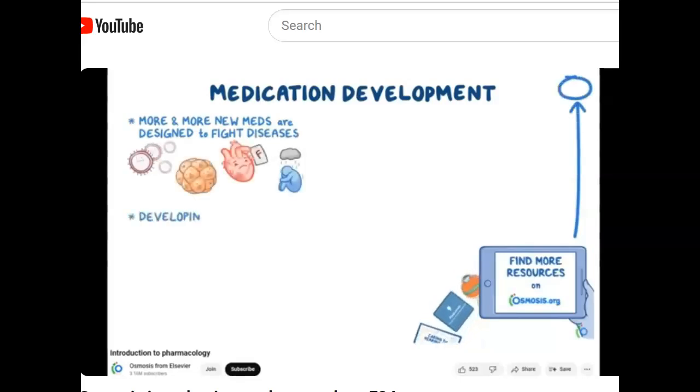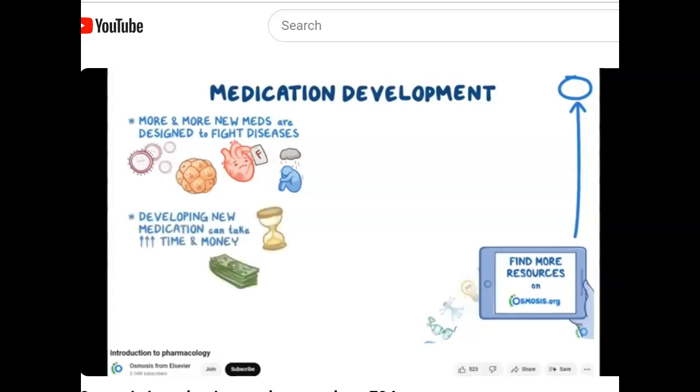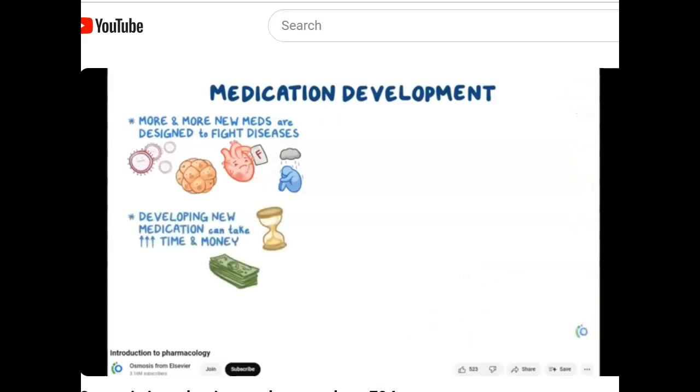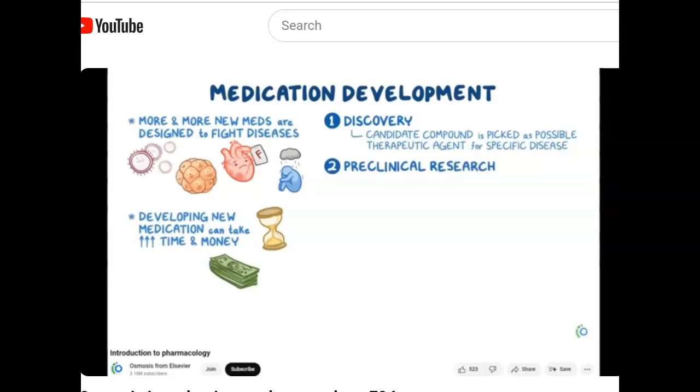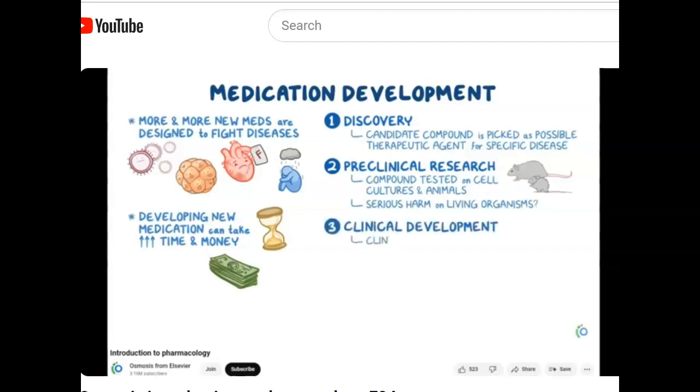But the process of developing a new medication can take a lot of time and money, and it typically consists of 3 steps. Step 1 is discovery, and that's when a candidate compound is picked out as a possible therapeutic agent for a specific disease. Step 2 is preclinical research, during which this compound is tested on cell cultures and animals, like mice and rats, mainly to see if it causes any serious harm on living organisms. And finally, Step 3 is clinical development, during which clinical trials are performed. That's where the compound is tested on humans to see if it's safe and effective in treating diseases.